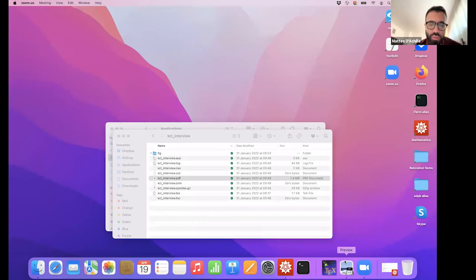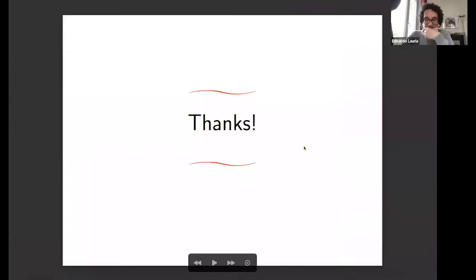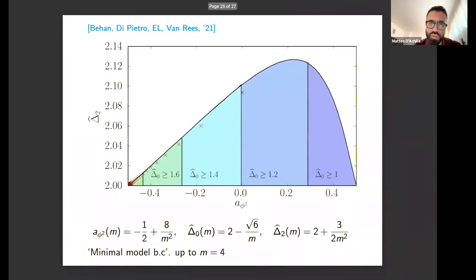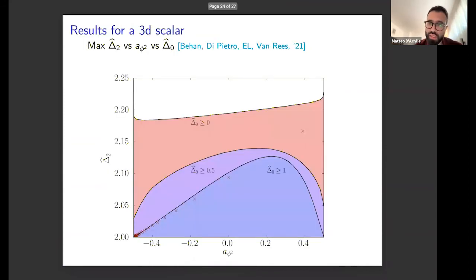So maybe I have one question. Please. At some point you displayed this classification according to the dimension and so on. Is there any point in your diagram, in the previous slides, in which you can put some model, some critical model with long-range interactions?